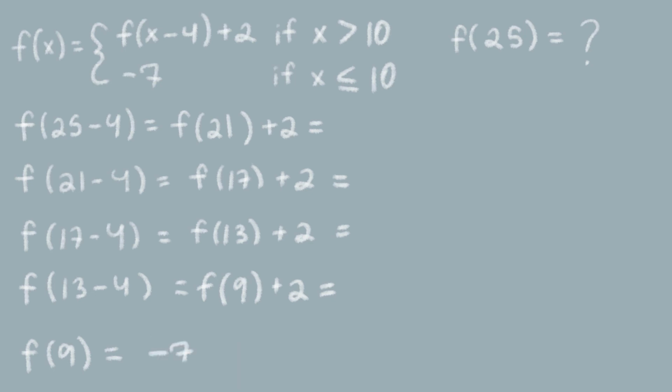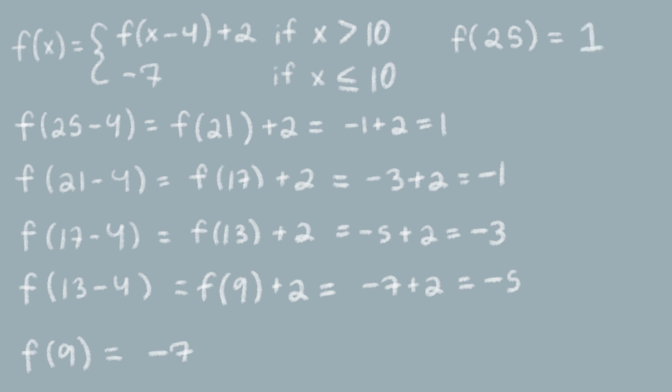Now, we can take this value and plug it back into our unsolved f of 9 plus 2 equation, solving to get negative 5. Plug negative 5 into the unsolved f of 13 plus 2 equation and solve to get negative 3. Continue in this way until the last problem, the f of 21 plus 2 equation, is solved. Plug the previous value in, negative 1, and solve to get a final answer of 1.